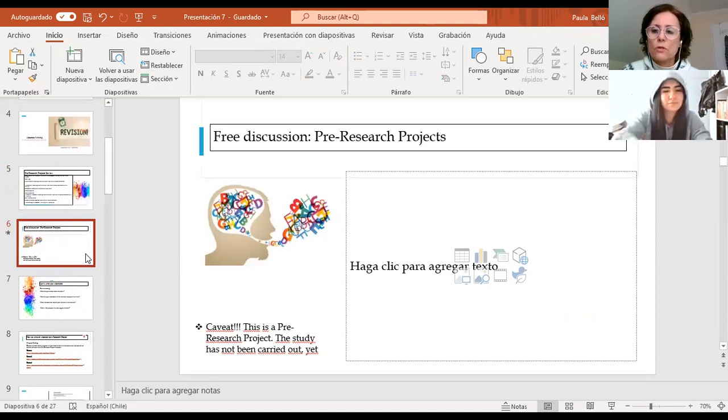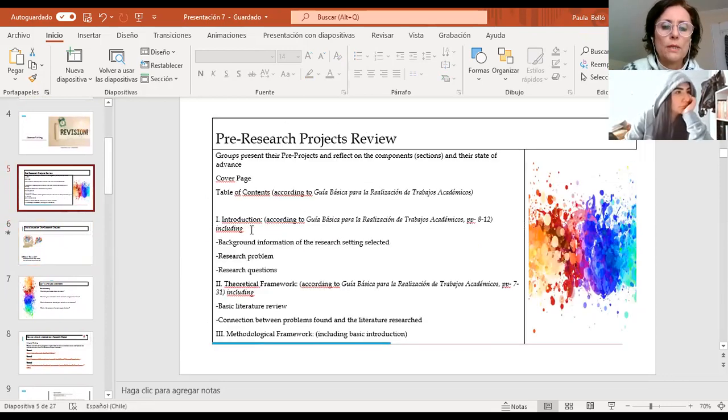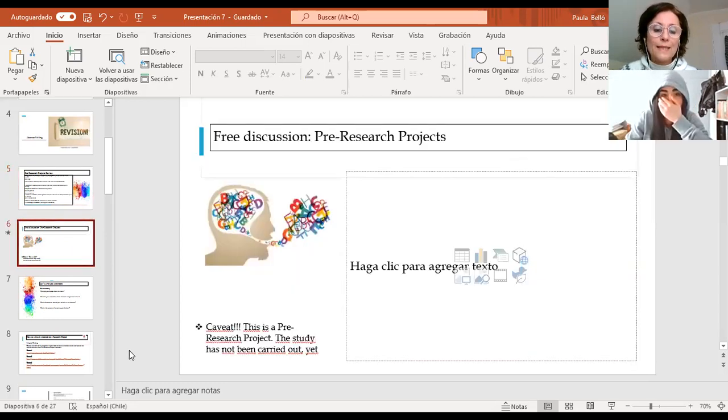So far, your turn. Pre-research projects. So far, where are you in this according to these elements that we have? Who would like to explain briefly the state of your research project, pre-research projects? So we have not carried out the research project. We didn't do it. Moreover, it is a pre-project because it's only a section of the project. We don't have it complete.